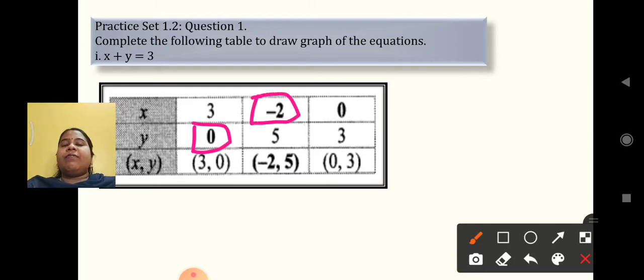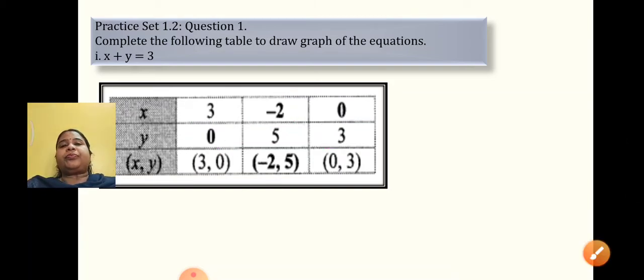They have given us the value of x as 3. I have found it as y is equal to 0. If y is 5, x will be minus 2. If y is 3, x will be 0. Okay. So like this you are going to complete this activity. This was the first question of the exercise.